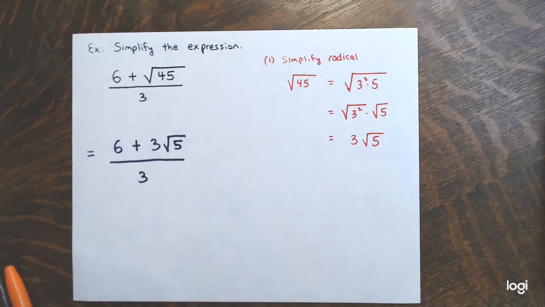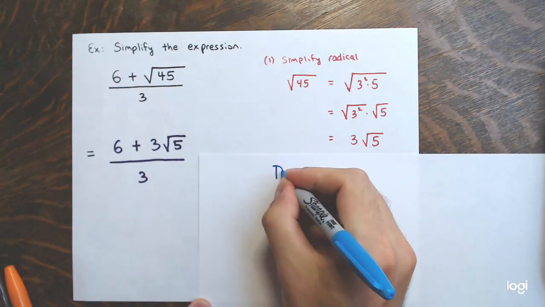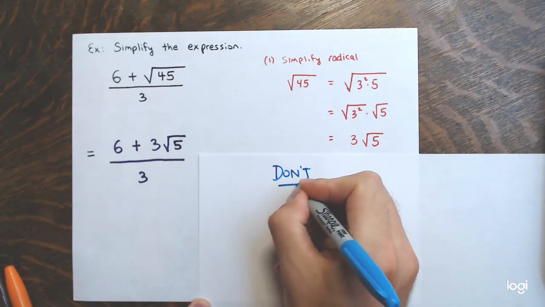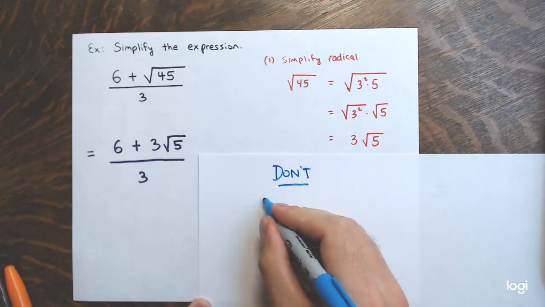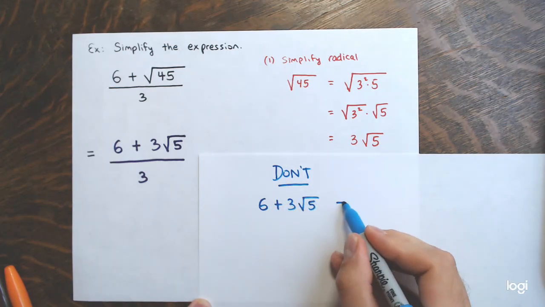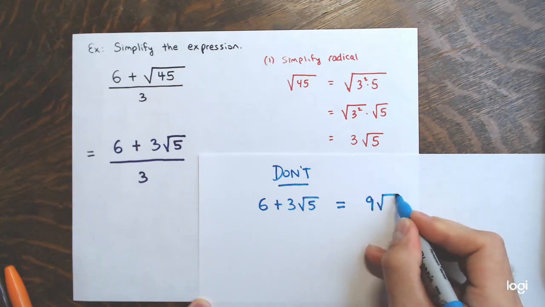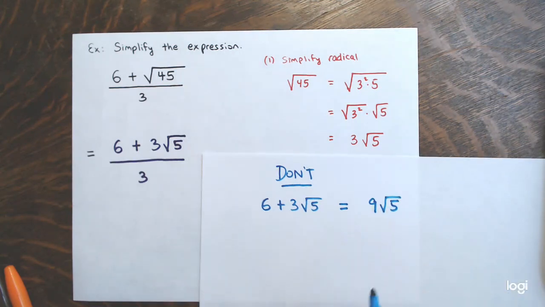All right. Now I have to warn you. I'll put this on a separate page actually. So here's a little warning for you. Don't do the following. Too often I see this happen. 6 plus 3 times the square root of 5 like this. And people will put the 6 and the 3 together. Oh, 6 plus 3 is 9. So this is 9 times the square root of 5. This is wrong. This is incorrect.